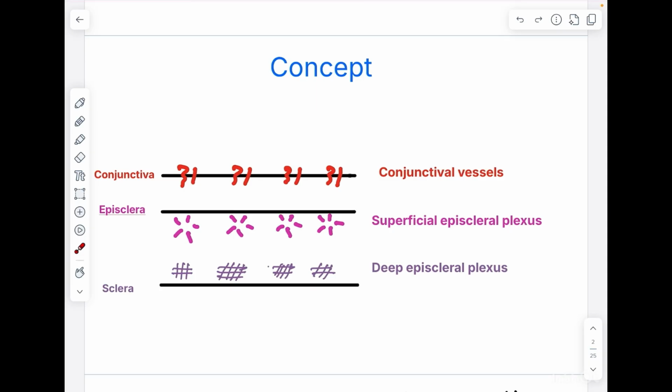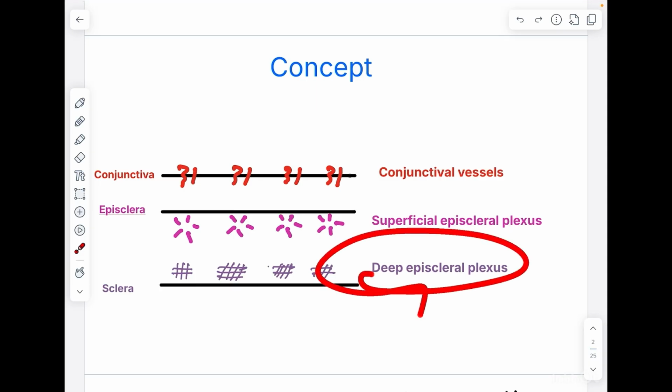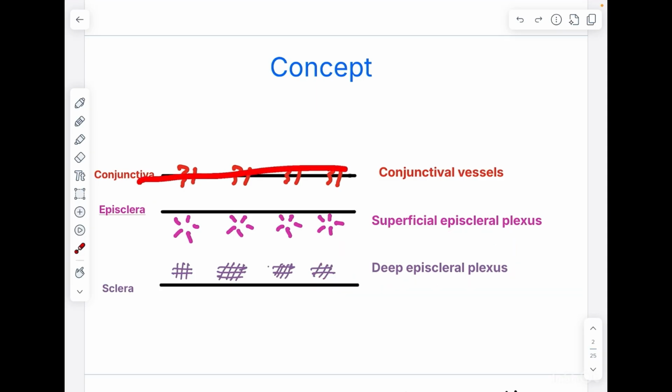And in scleritis, for this deep episcleral plexus, there is the conjunctiva, the episclera, and here the stroma will also be there. So the color will be a little more dark as compared to this. So the superficial episcleral plexus will be darker than this. The deep episcleral plexus will be darker than both of these.